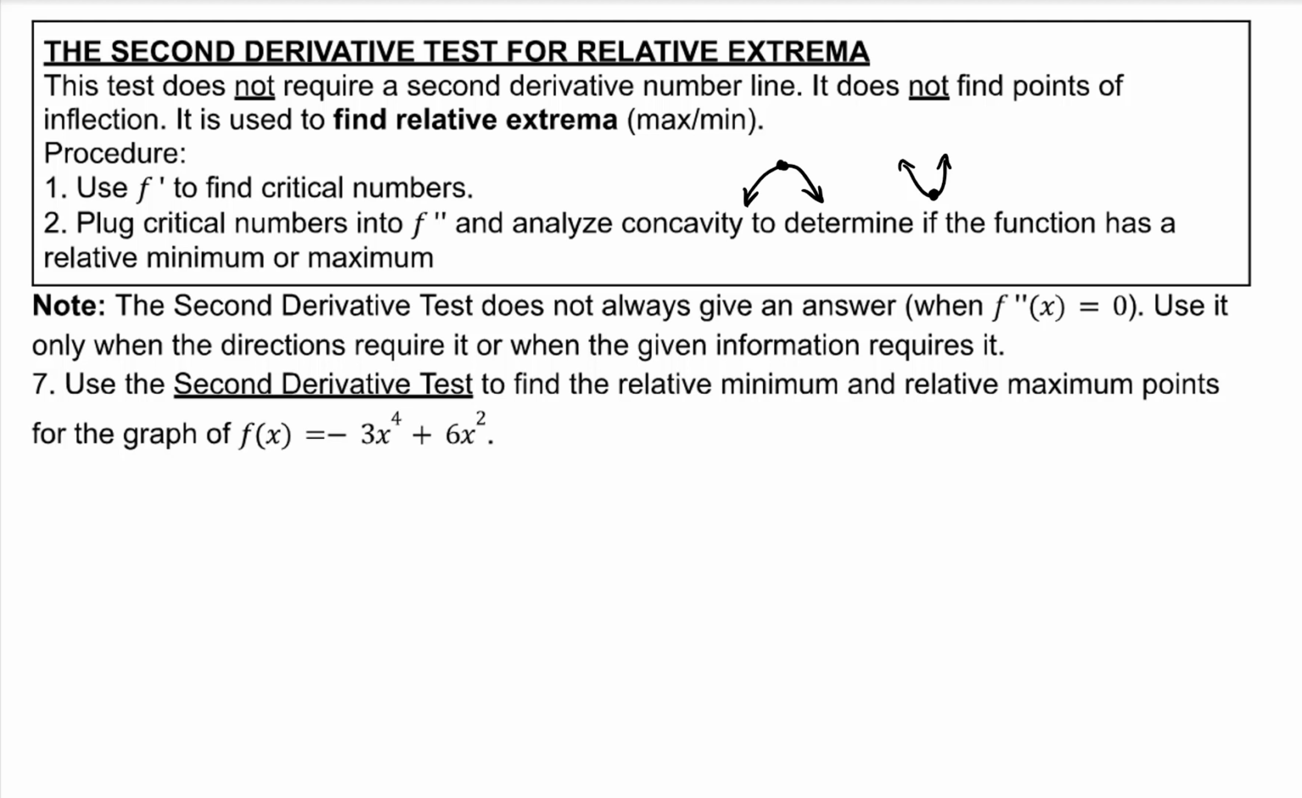So only use the second derivative test when the directions require it or when the given information requires it, meaning maybe they haven't given you the function, they've just given you select values. First, find critical numbers. Are there any domain restrictions? No, this is a polynomial, so I can begin deriving.